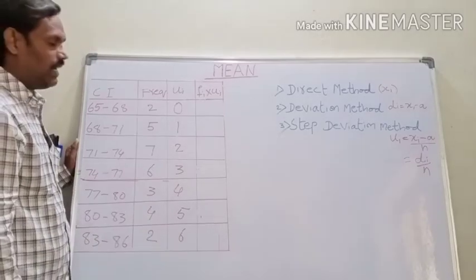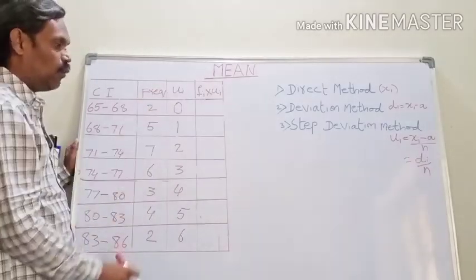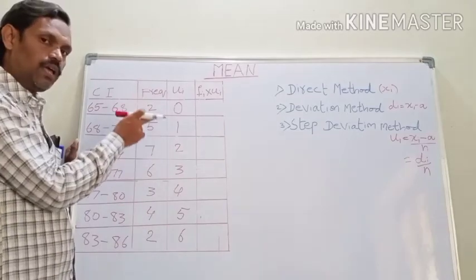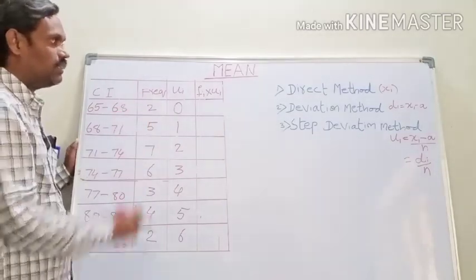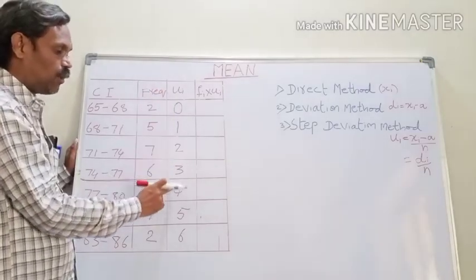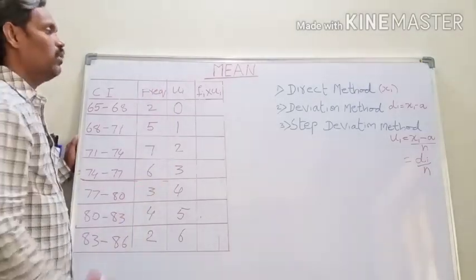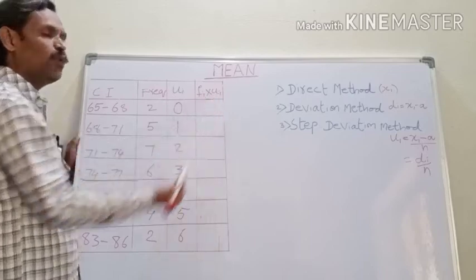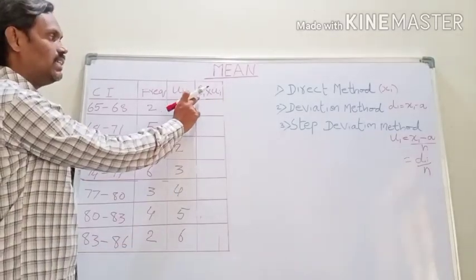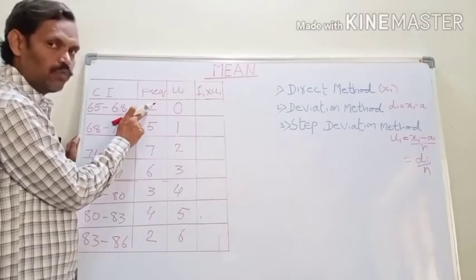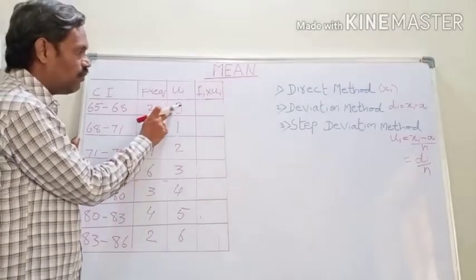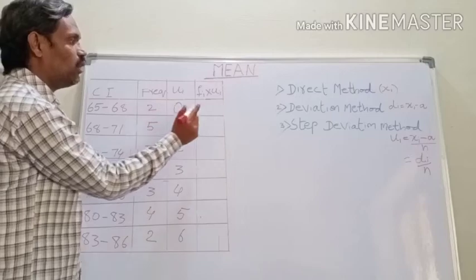In general, in our textbook ui contains positive values as well as negative values. But in this method all the ui's are positive only. Now, let us find fi into ui. In statistics, fi is nothing but frequency. Here the frequency is 2. Its corresponding ui value is 0. 2 into 0 makes 0.